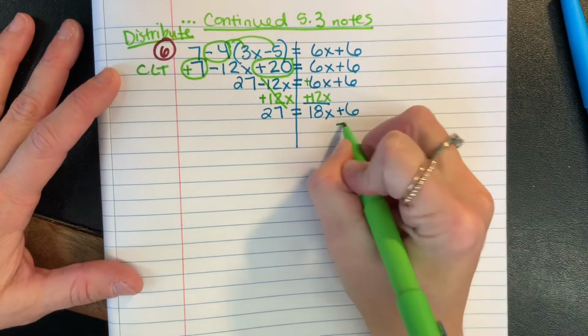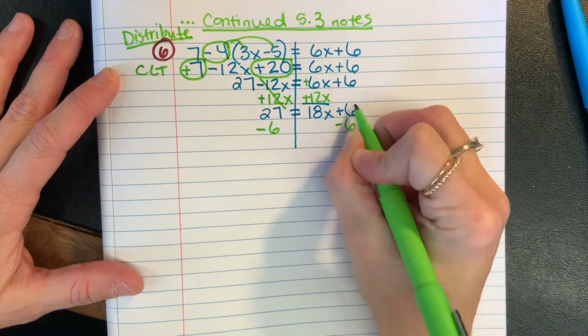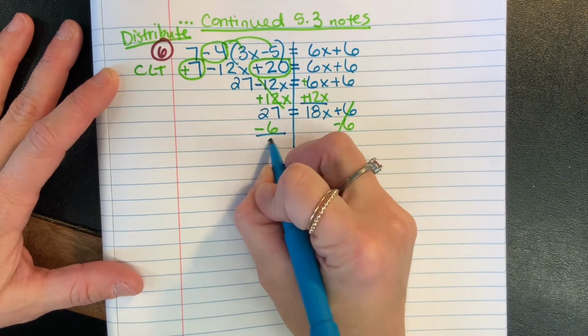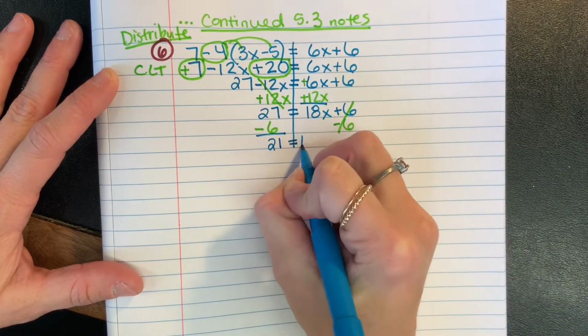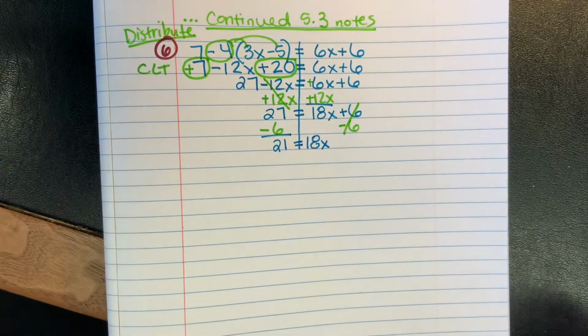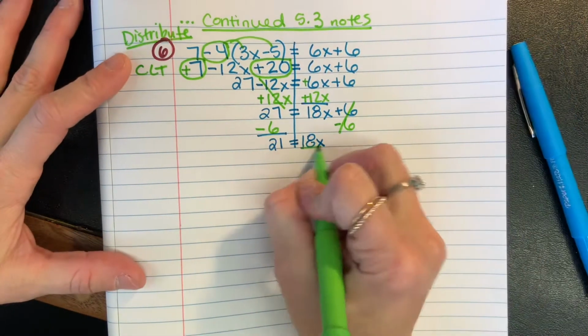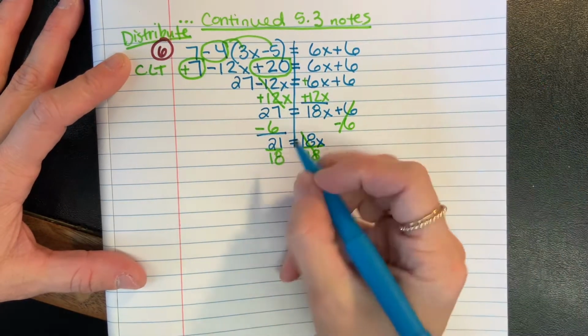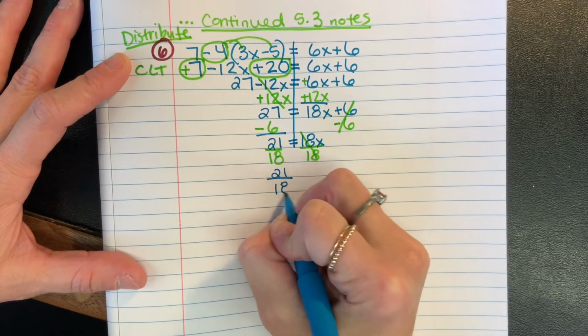So now back to just a two-step equation. Subtract the 6 off of the right side. 27 minus 6 is 21. This one's going to come out super nice. All right, divide by 18, divide by 18. So we get 21 over 18 equals x.